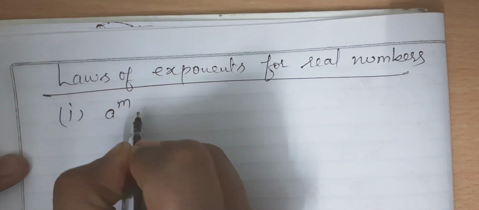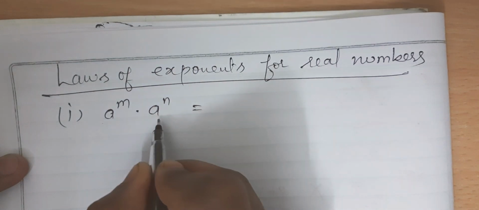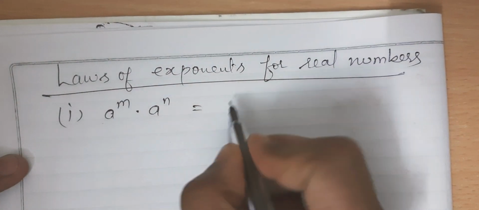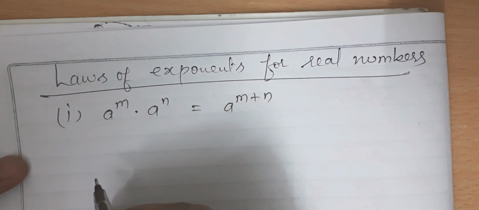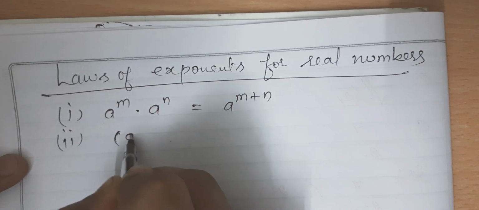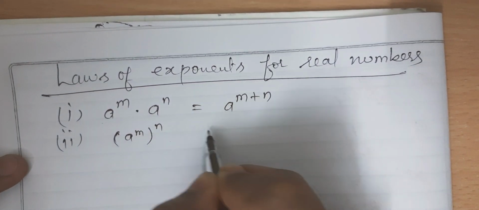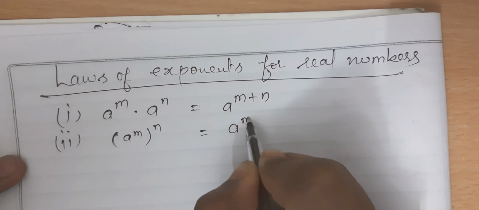a raised to the power m multiplied by a raised to the power n. If the base is same and there is a multiplication sign in between, then we can add the powers. So we'll get a raised to the power m plus n. Second, a raised to the power m whole power n. Power and then one more power. So we can write a raised to the power mn.